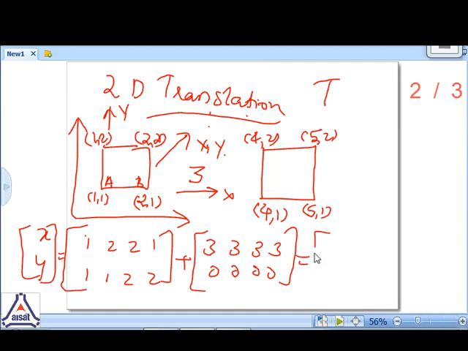The resultant will be 4, 1, 5, 1, 5, 2, 4, 2. So the resultant matrix is the collection of all the coordinates of the square. This is the logic, or the algorithm, behind the translation of any object. This method can be used for a triangle or rectangle, even for a circle. So this is the basic idea behind the translation of any 2D objects.